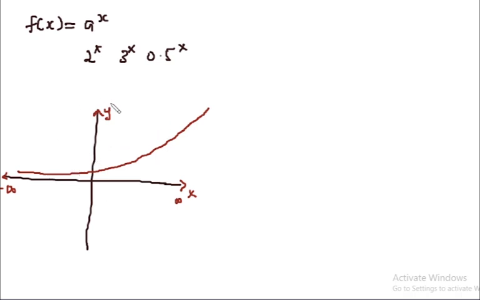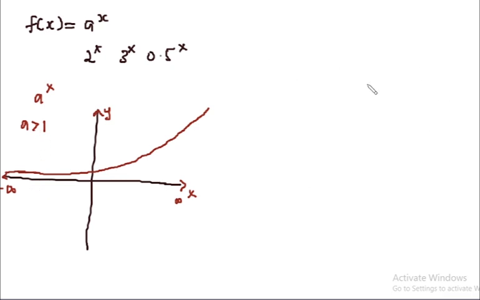So this graph is true when you are plotting a^x, where a is greater than 1. When a is greater than 1 and you plot a graph of a^x, this is the graph you get. This graph simply tells us that as x is approaching positive infinity, the value of the function is approaching infinity too. As x is approaching negative infinity, the value of the function gets closer and closer to 0. So these two points are very, very important.